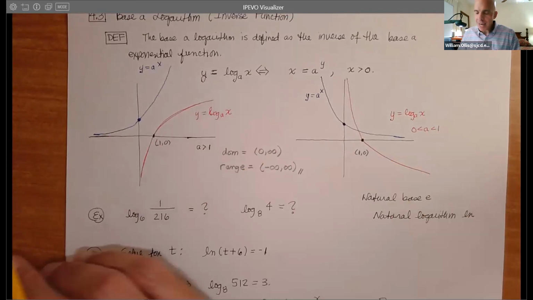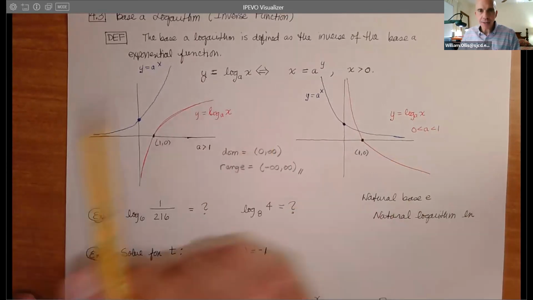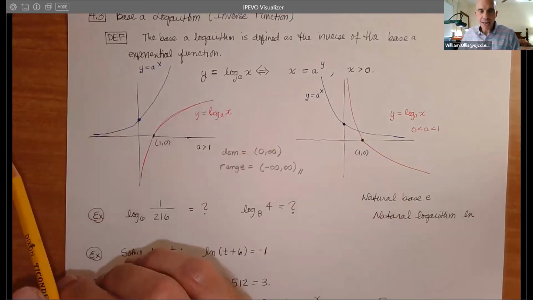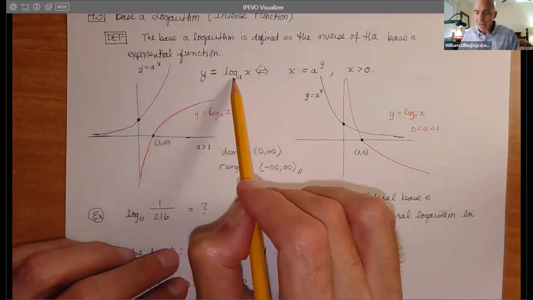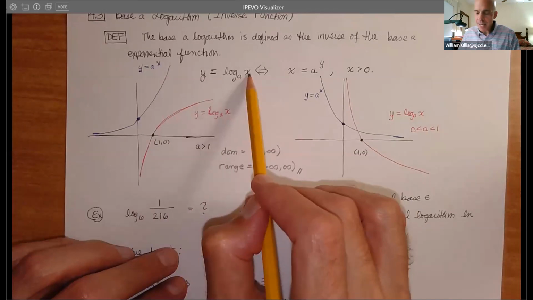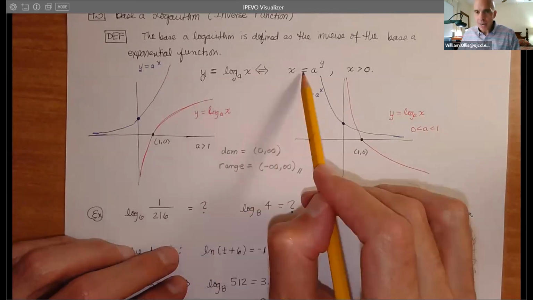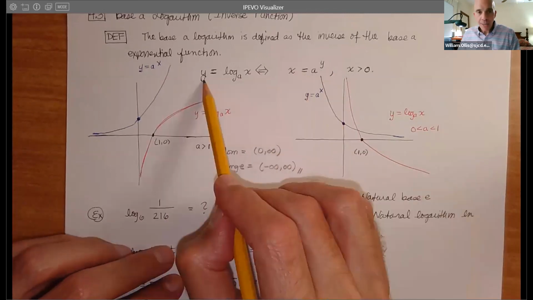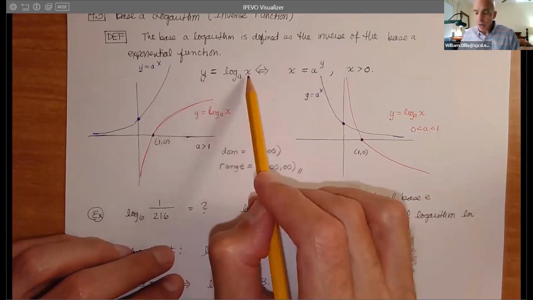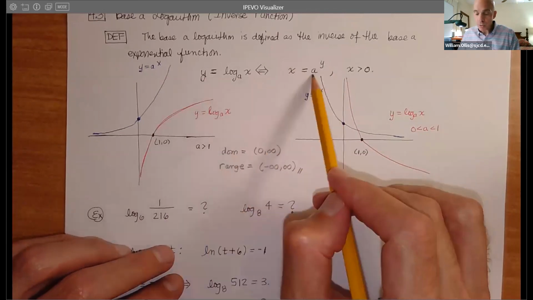Well, we define it as the inverse of the exponential. So for instance, we say y is equal to the base a logarithm of x if and only if x is equal to a to the y. What does that mean? y is the power of the base. What is the power of a that equals x? It is y. a to the y equals x.